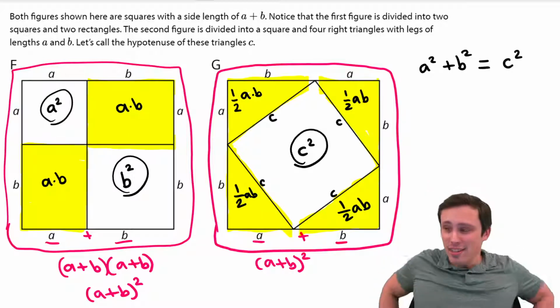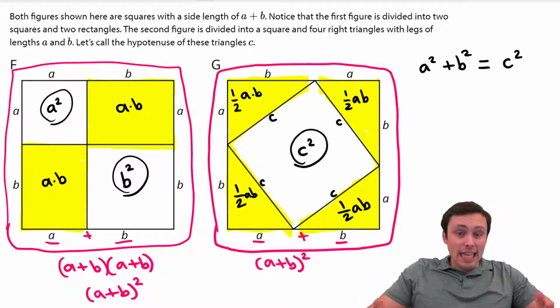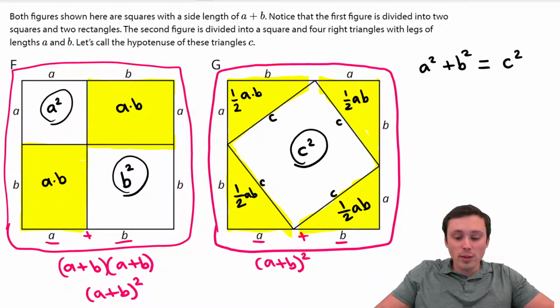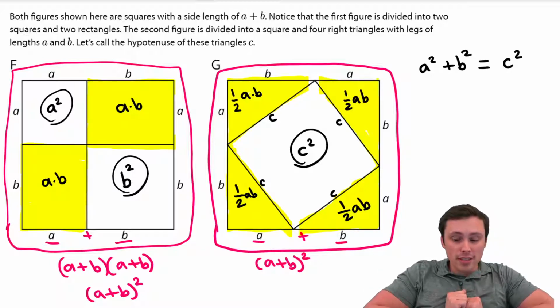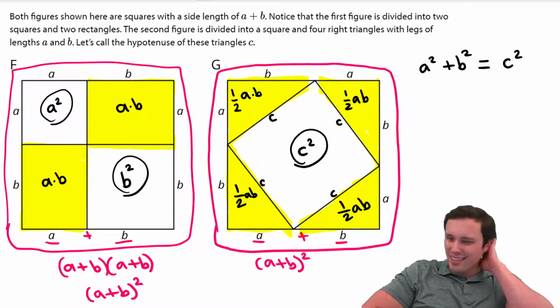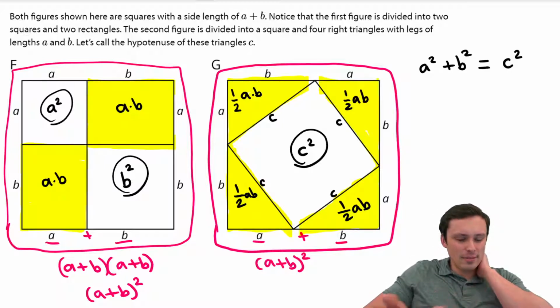Hopefully it still works. All right, so in this situation, a squared plus b squared is now equivalent to c squared. Well, what does that mean? Well, what are a and b? In this case, a and b are the side lengths in a right triangle. I'm looking at them right here. And what is c? c is the hypotenuse in a right triangle.